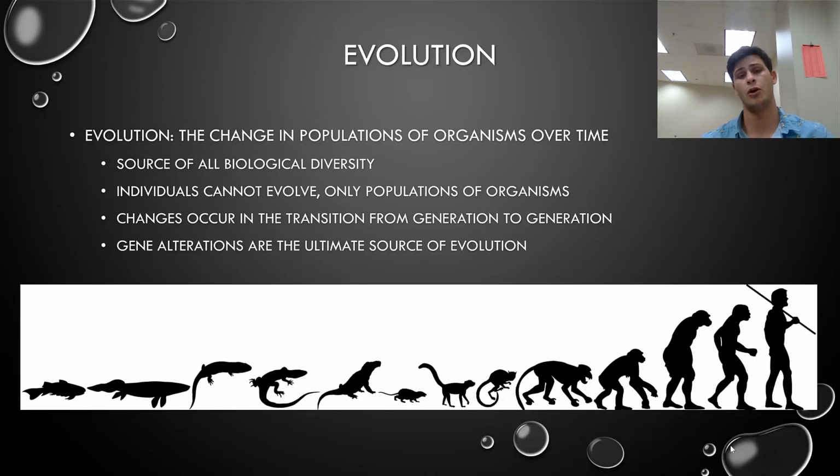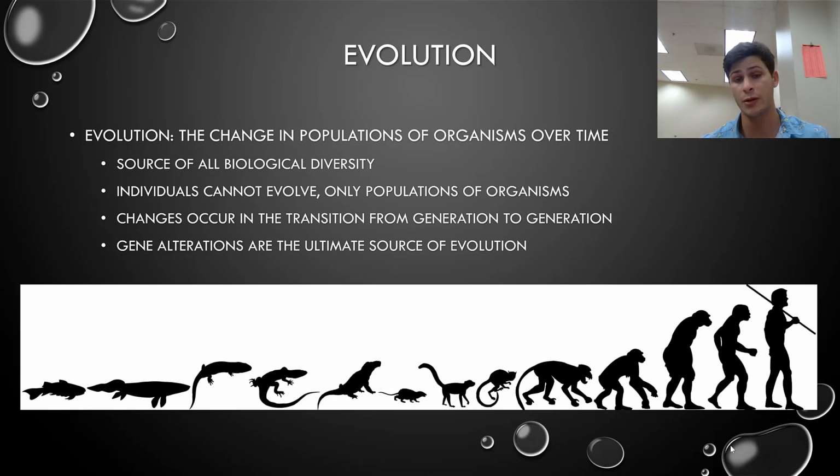So now that we have gone over our quick terms for ecology, we can now apply them within the context of evolution. And evolution is extremely important in biology. It's been said that nothing in biology actually makes sense without the broader context of evolution. And evolution is defined as the change in populations of organisms over time.